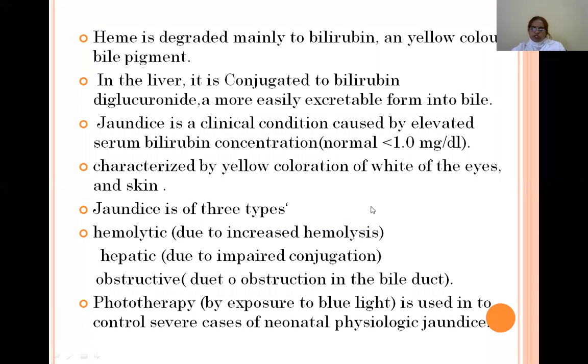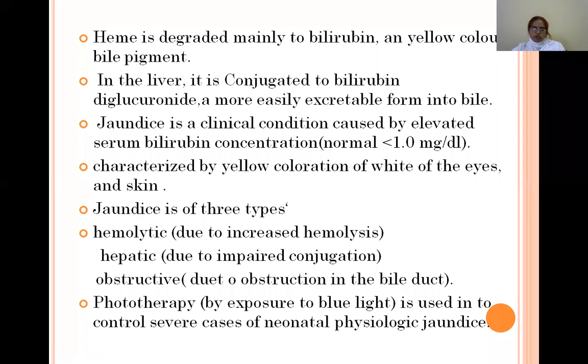Jaundice is of three types: hemolytic jaundice, hepatic jaundice, and obstructive jaundice. In hemolytic jaundice, hemolysis is increased. In hepatic jaundice, it is due to impaired conjugation. In obstructive jaundice, it is due to obstruction in the bile duct.